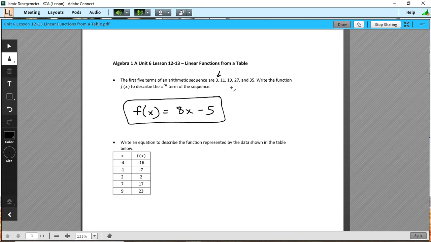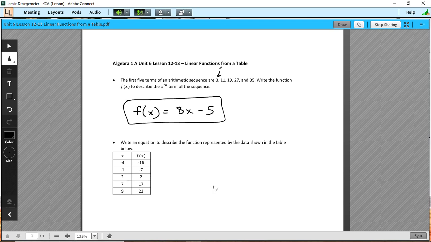And we can always try it with these terms. So that's the first term. My second term should be 11. So when x is 2, 8 times 2 is 16. 16 minus 5 gives me the 11, and so on. And so that's going to be our function.